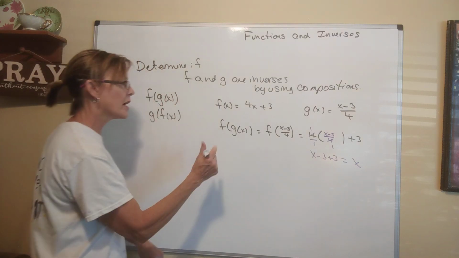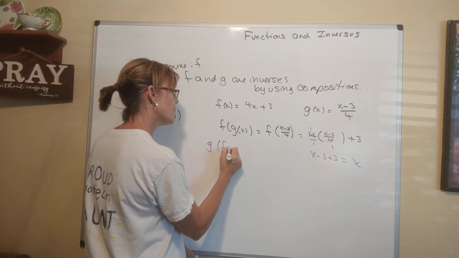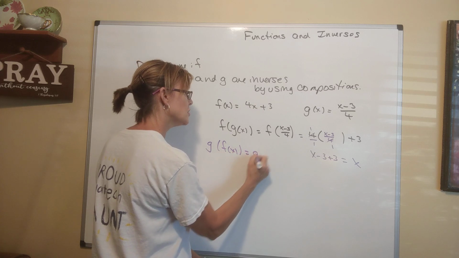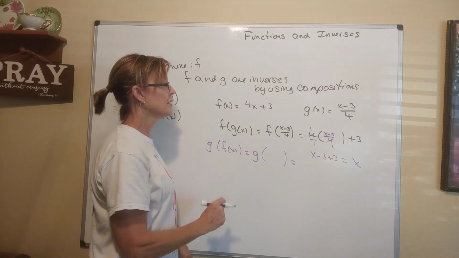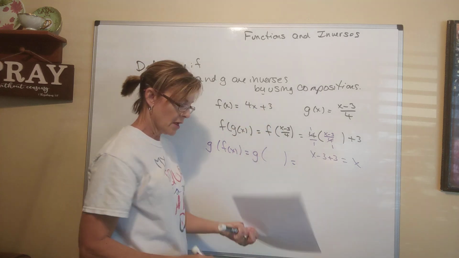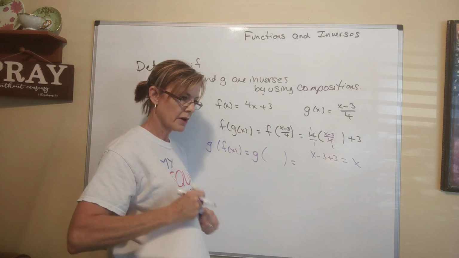Okay, let's do it the other way. What is g of f of x? This is g of, replace that f of x with what it's defined to be. Well, f of x is defined to be 4x plus 3.